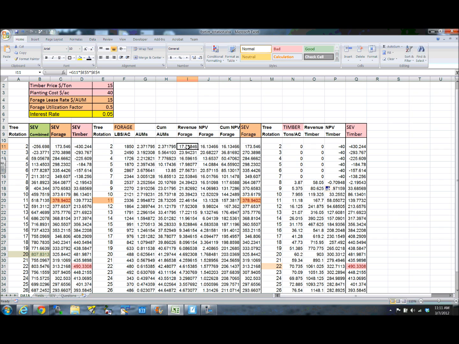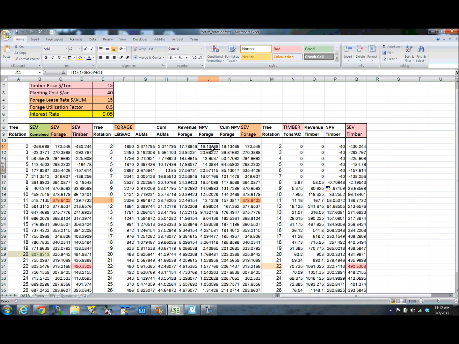So the revenue is the yield times utilization factor times our lease rate on animal unit months. In this case, our lease rate is in E4, and it's set at $15 per animal unit month per year. So revenue forage has a little bit of conversion from pounds to animal units times the utilization factor times price, but in the end, we convert the yields into a revenue over time.